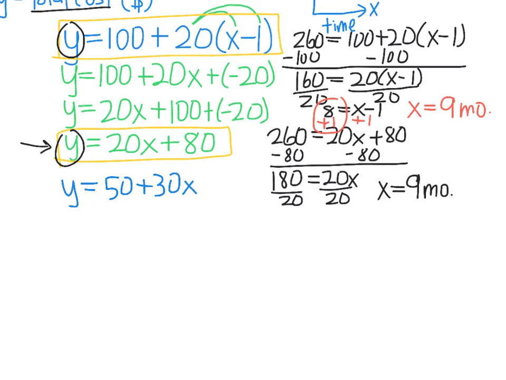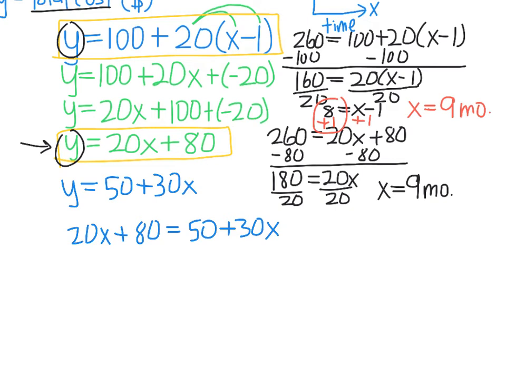So at what point, if you're only going to go for a couple months and then you're going to drop out, you definitely should go with this one. But if you really plan on staying with it and going for a year or 2 years, at what point is this one a better deal, even though right at first there's that $100 sign-up fee? Well, this is easy. We set them equal to each other. So we put the 20x plus 80 equals 50 plus 30x.